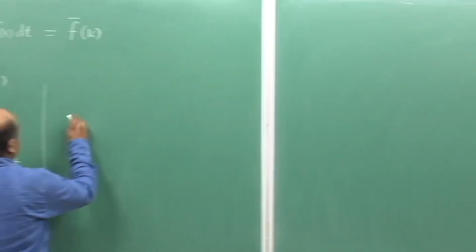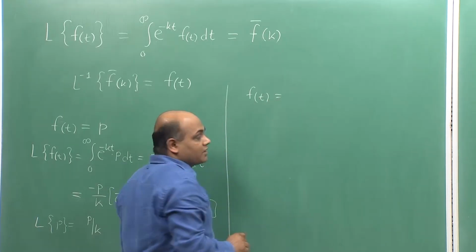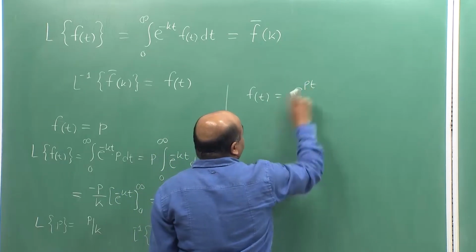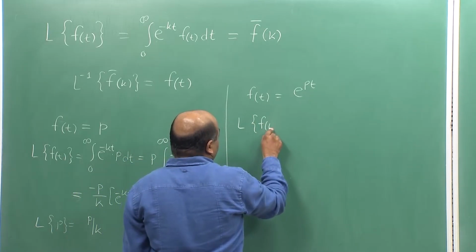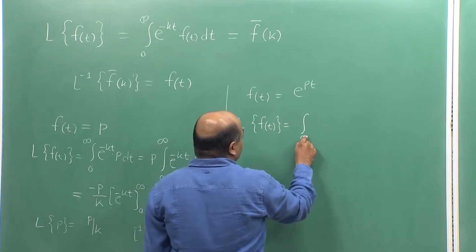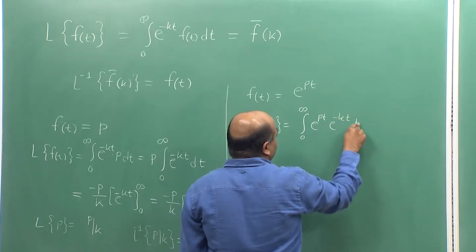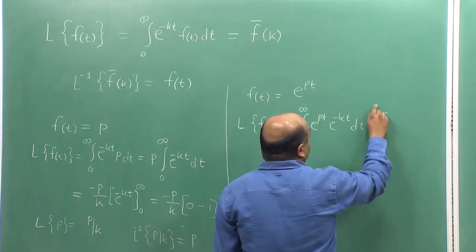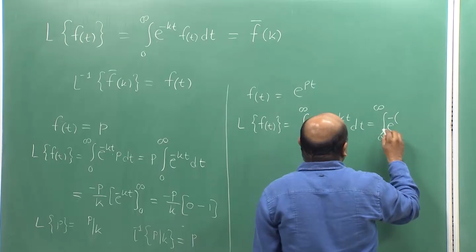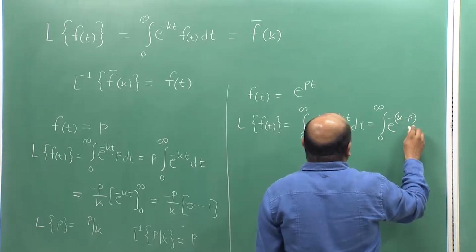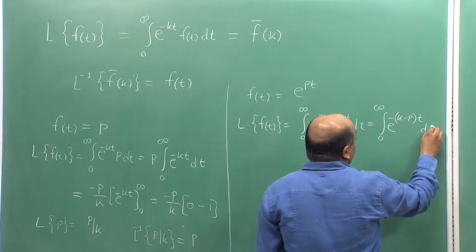Consider another example. If f of t is equal to e to power pt, then the Laplace transform of f of t would be the integral from 0 to infinity of e to power pt times e to power minus k t dt, which is e to power minus (k minus p) t dt.